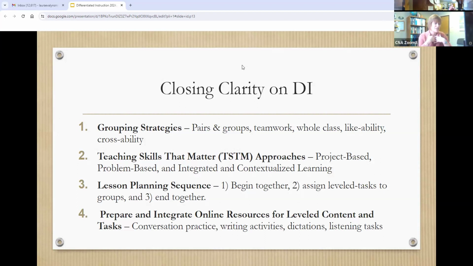And fourth, preparing and integrating online resources to level our content and tasks. There were some additional resources mentioned in the chat about Common Lit and Quill. You know, there are some really great resources there that can help make it easier for us to meet the diverse needs of our students.